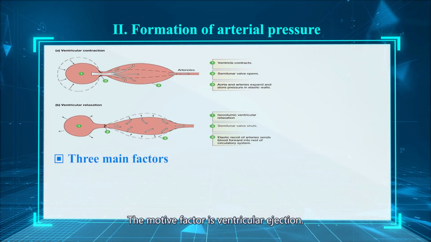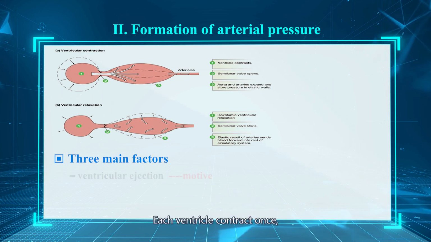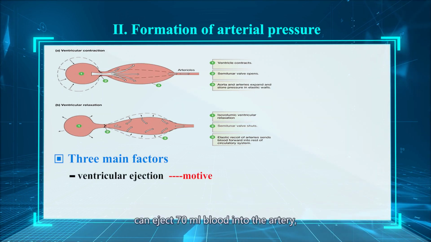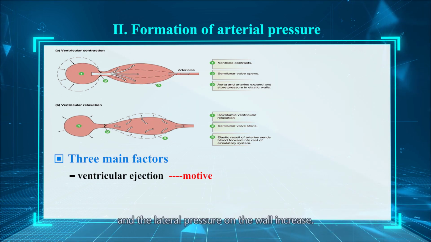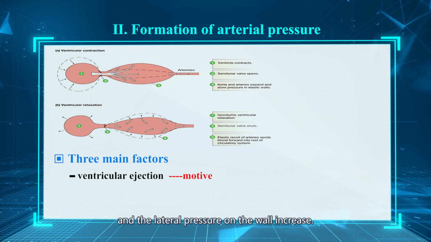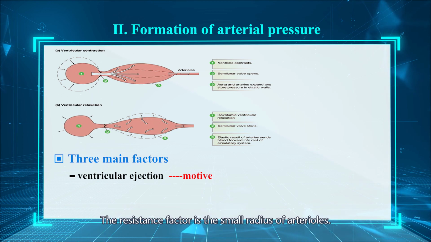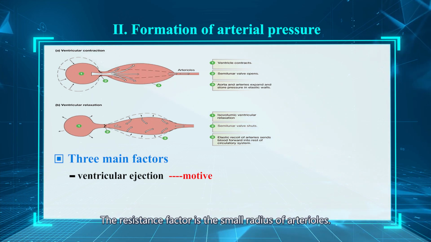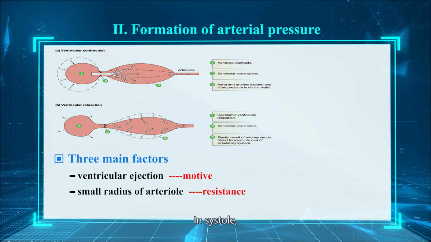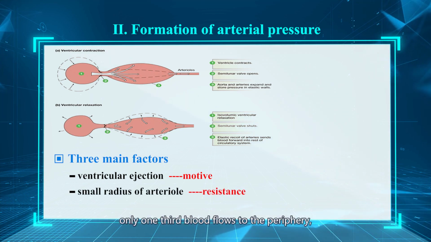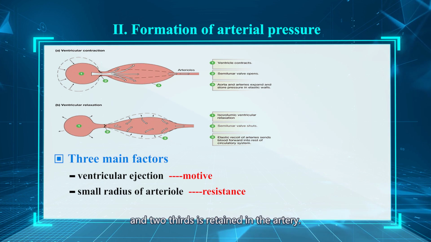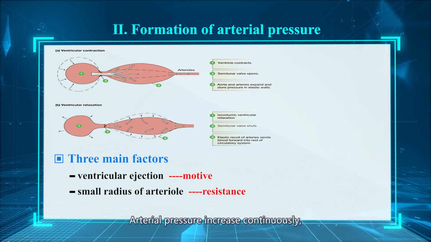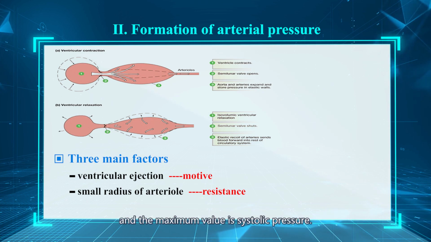The motive factor is ventricular ejection. Each ventricle contracts once can eject 70 ml blood into the artery, and the lateral pressure on the wall increases. The resistance factor is the small radius of arterioles. In systole, only 1/3 blood flows to the periphery, and 2/3 is retained in the artery. Arterial pressure increases continuously, and the maximum is systolic pressure.